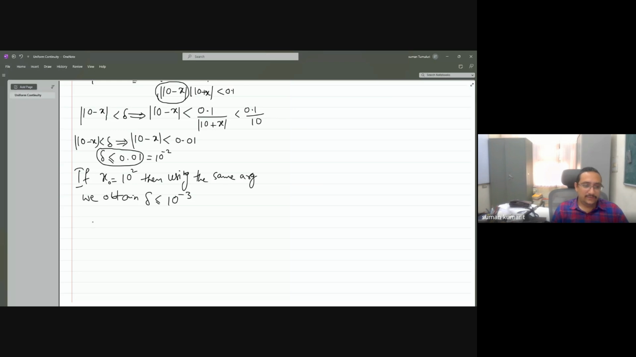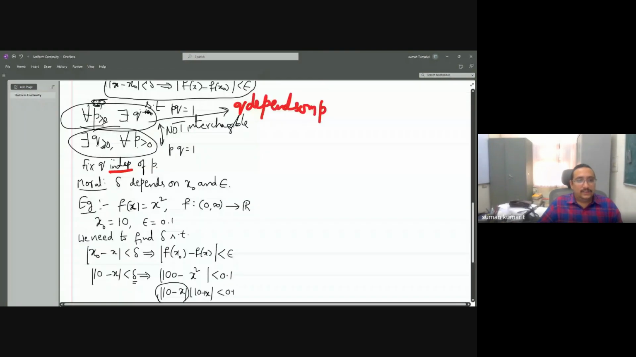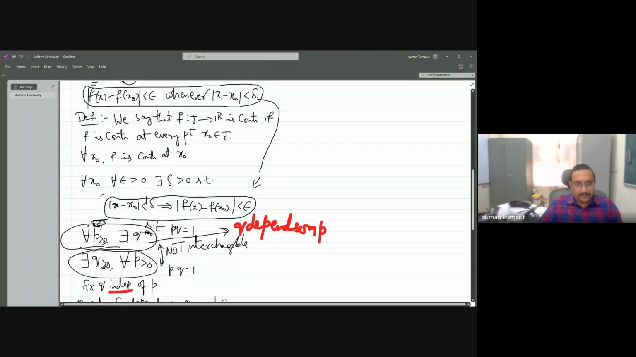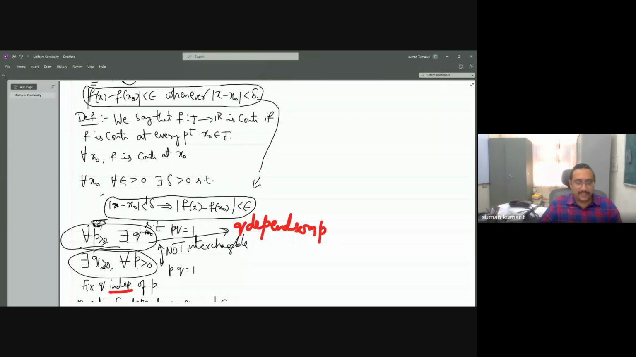And similarly, if x naught is equal to 10 power, maybe, 15, then delta is less than or equal to 10 power minus 60. So what is the trend that we observe? If x naught is changing, then delta is also changing. If x naught becomes larger and larger, then delta is becoming smaller and smaller. You understand? So this delta is depending heavily on x naught.